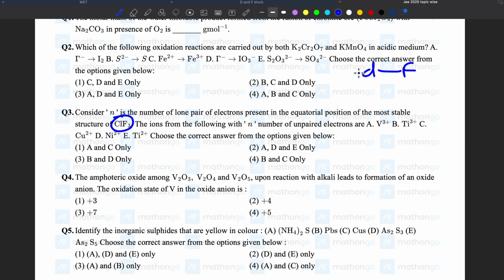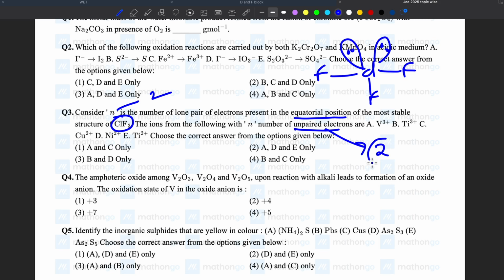You have 2 fluorines like this, and here you have one more fluorine. So here is one lone pair, here is one lone pair. Right? So the number of lone pair electrons present in equatorial position is 2 in the most stable structure of ClF3. The ions from the following with n number of unpaired electrons: identify the ones with 2 unpaired electrons and give the answer.